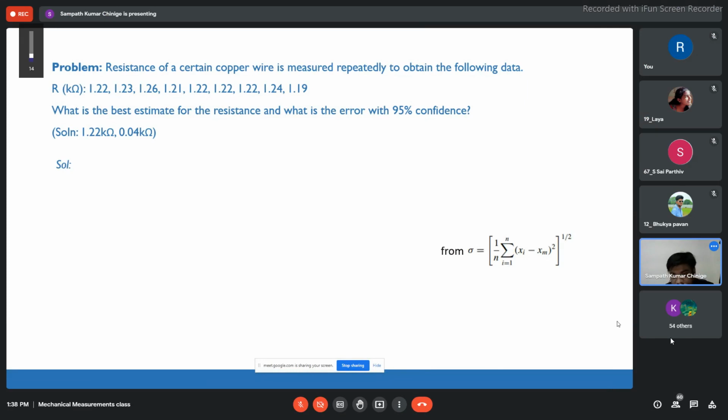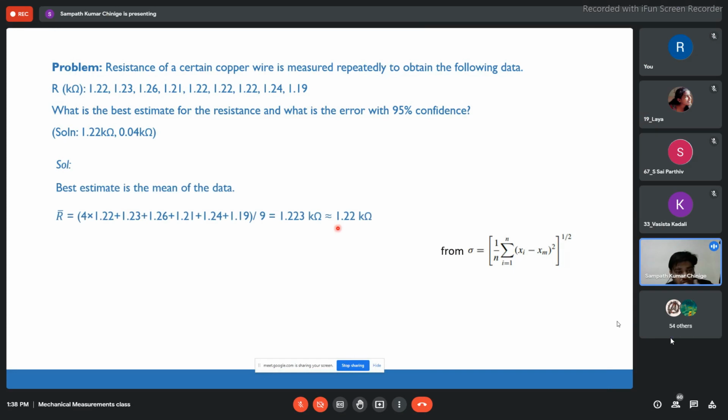But before going to the regression analysis, we would like to solve one simple problem that was told in the previous class. We have been given the resistance of different copper wires, and they are asking us to find out the best estimate for the resistance, and what is the error with 95% confidence.